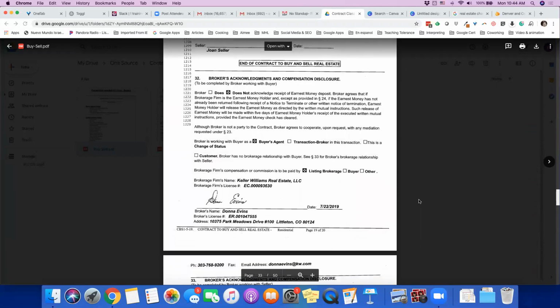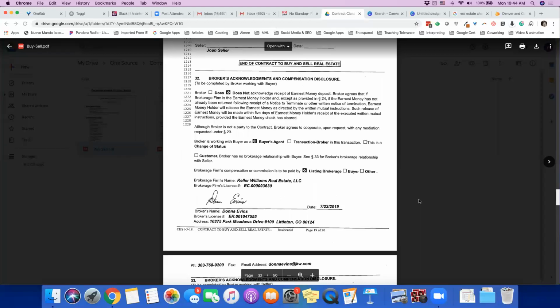What I would encourage you to do, the first portion is yours because you're the buyer's agent. No, you don't have the earnest money. I'm working as a buyer's agent. Listing brokerage firm is going to pay your commission. You have all your documentation filled out. I would also fill out paragraph 33.